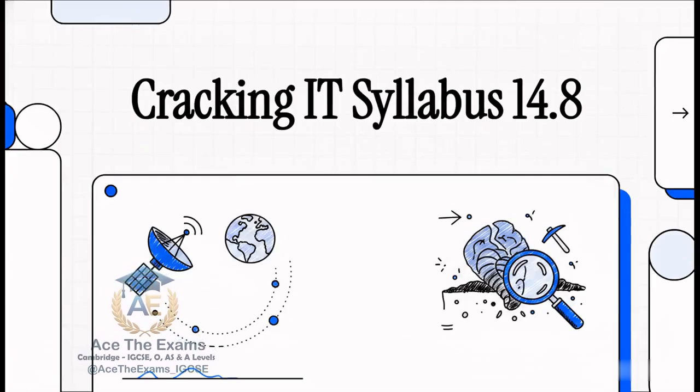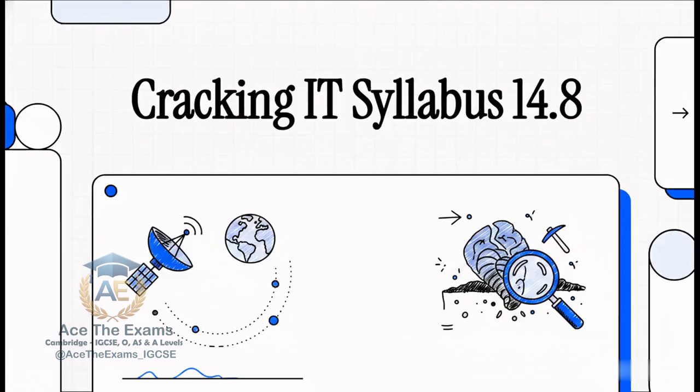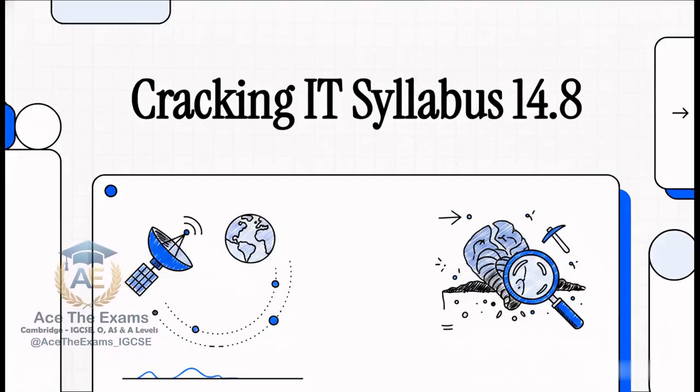But listen, whether you're taking syllabus code 0417, 0478, 2210, 9618, or 9626, the strategy we are unpacking today applies to you. Today, we aren't just looking at the tech facts.